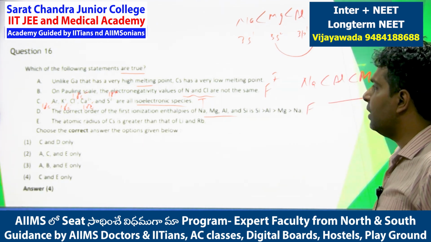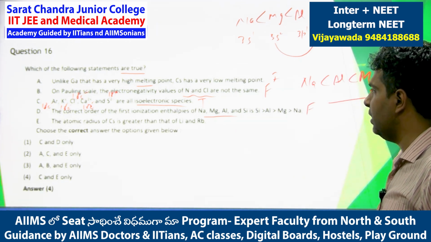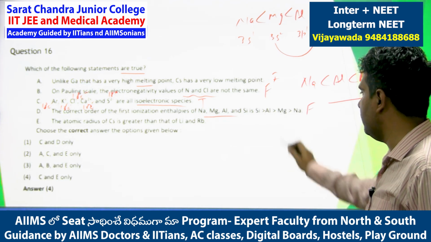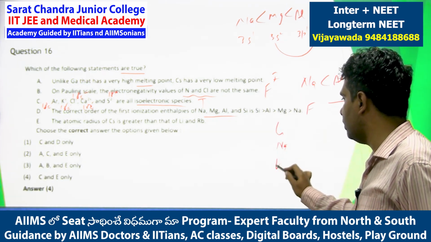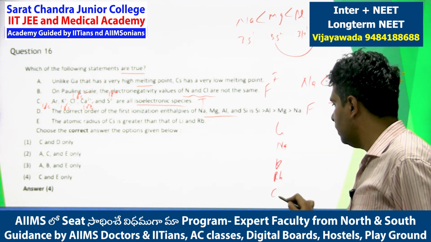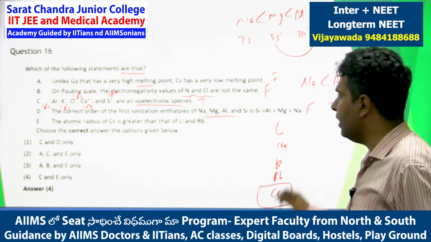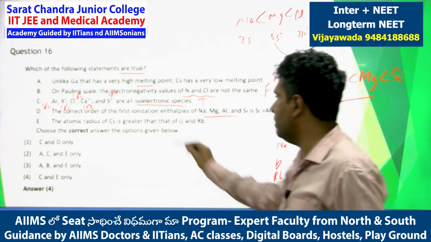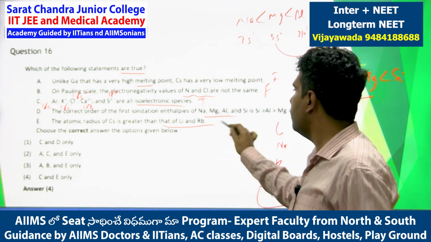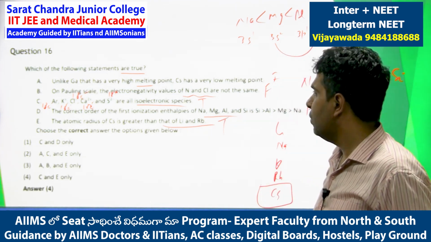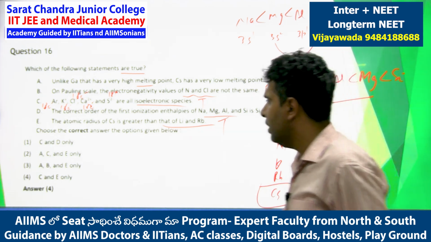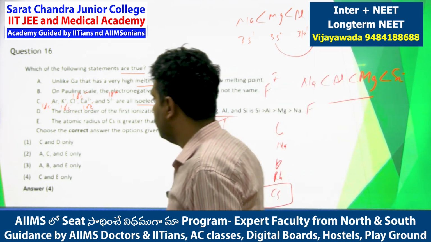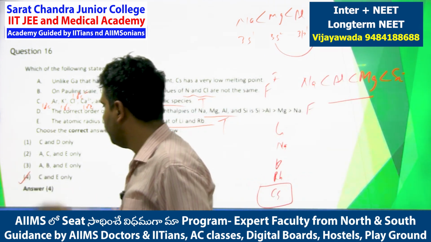Last statement. The atomic radius of cesium is greater than that of lithium and rubidium. Down the group atomic radius is increasing: lithium, sodium, potassium, rubidium, cesium. So down the group cesium will have the highest radius. So the atomic radius of cesium is greater than that of lithium and rubidium. So this statement is true. So which ones are true? C is true and E is true. So C and E are true. That is the fourth option.